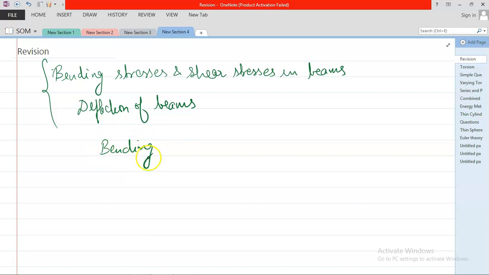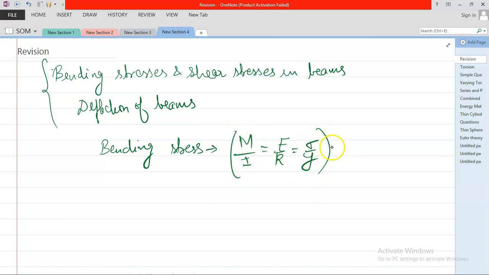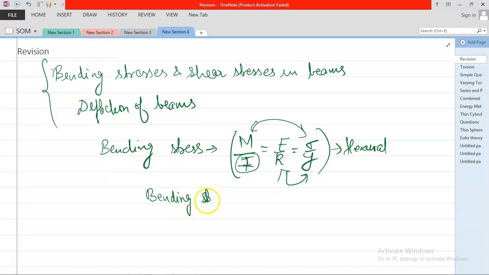So in bending stresses, the main formula that we use is M by I is equal to E by R is equal to sigma by Y. I discussed a few problems on how to take these two at one time and these two at one time. So basically we need to obtain bending stress.